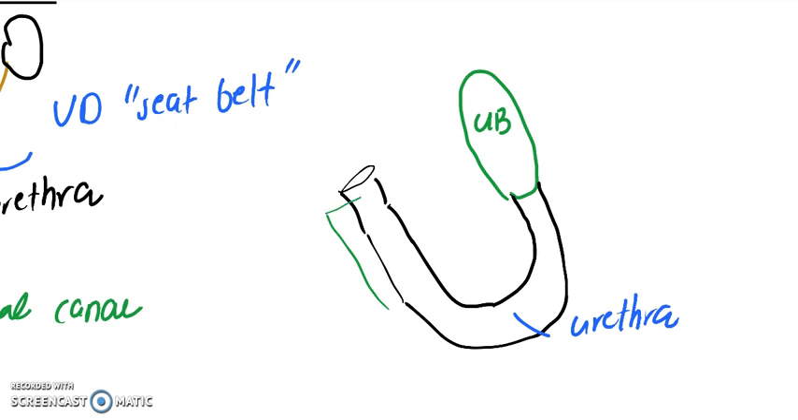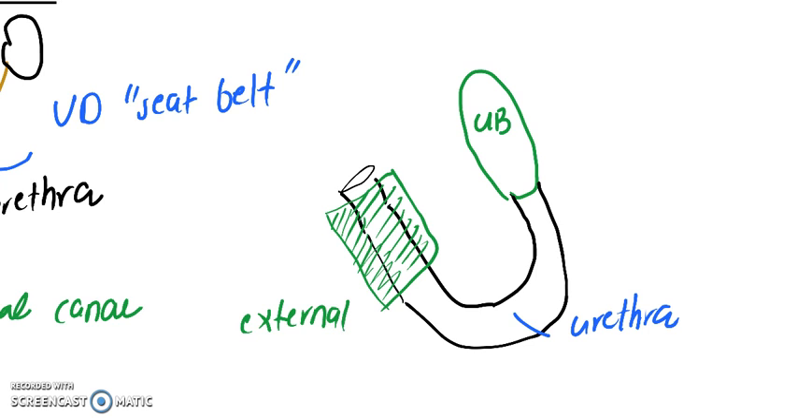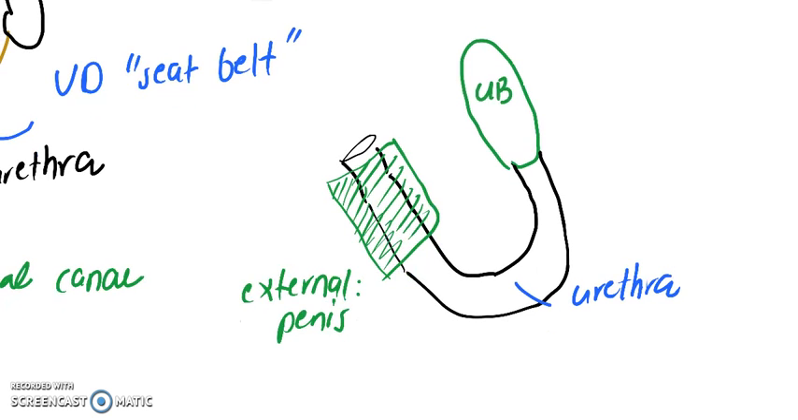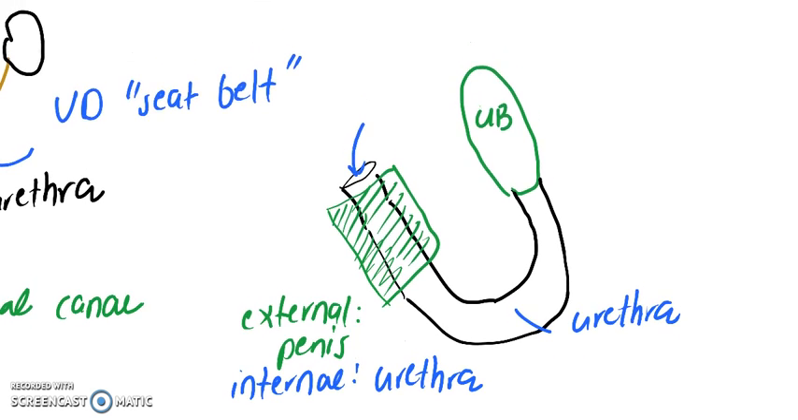And towards the end, the tissue on the outside, this is what we can call the pig's penis. So you can say external would be the penis tissue, and the internal is the urethra. It's still the urethra. And this opening here, just like for the female, we call this the urogenital opening.